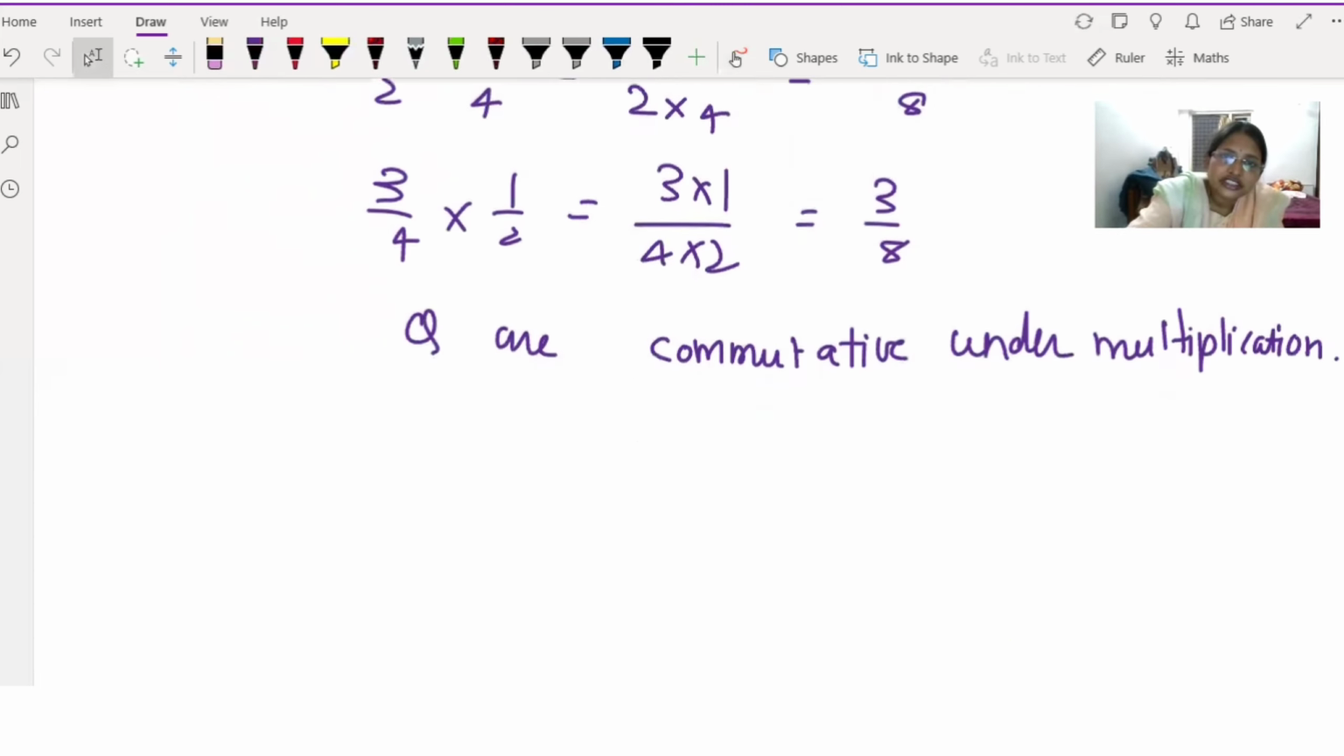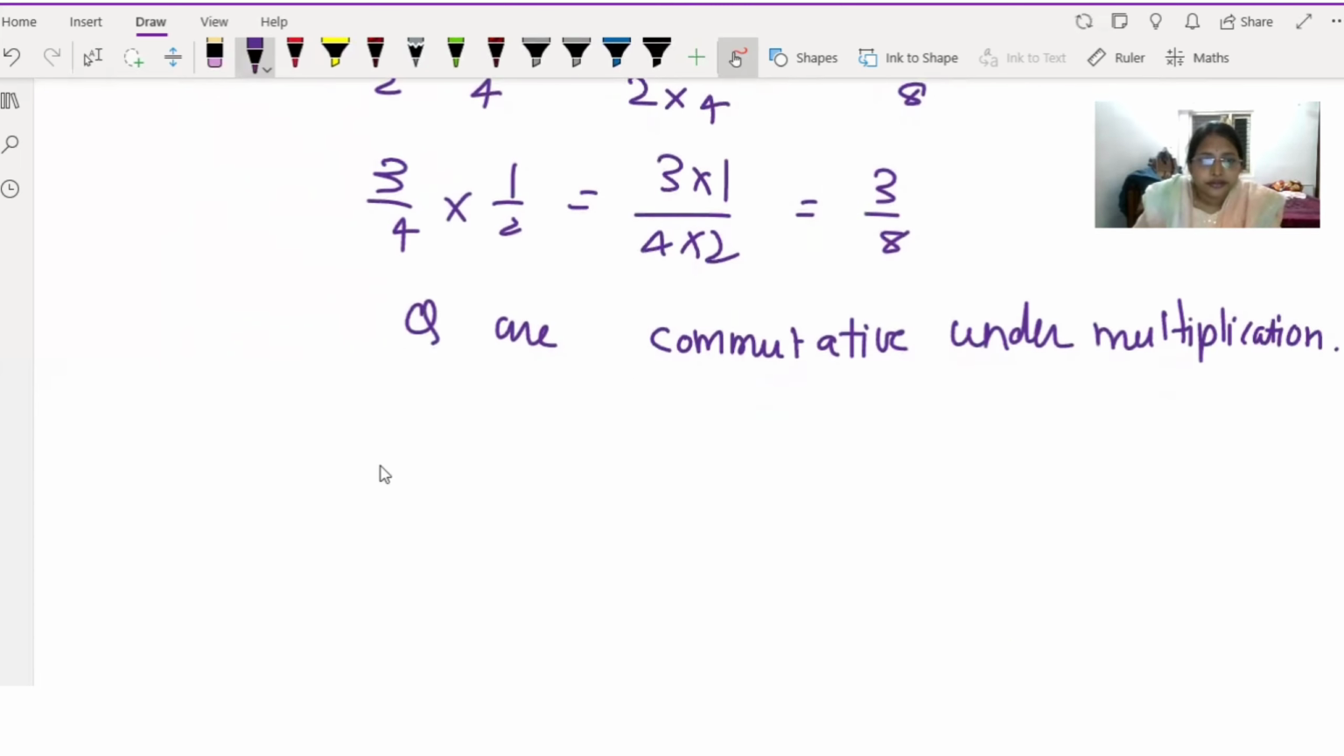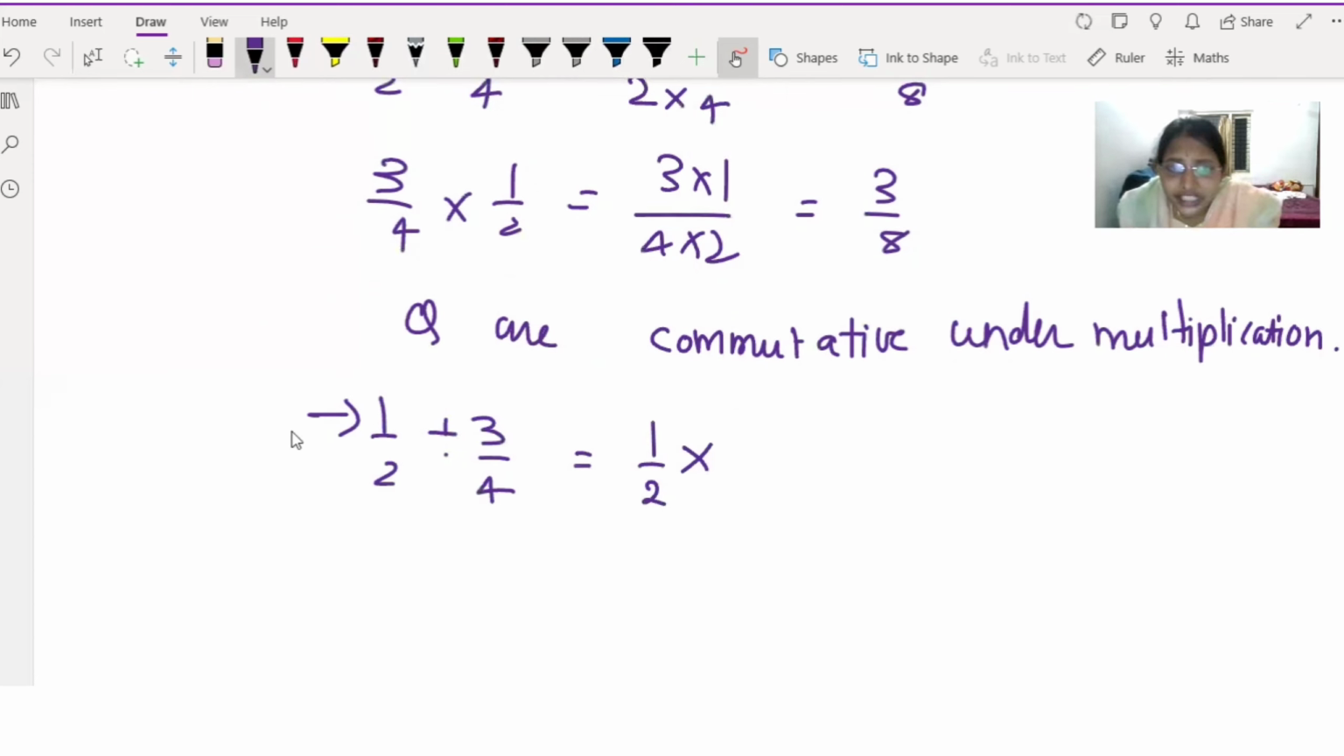Let us check with division. Write the first rational number as it is. Division becomes multiplication. Division of rational numbers is very important. It may be a whole number, it may be a rational number, whatever it may be. Write the first fraction or number as it is. Division becomes multiplication. The other one becomes its reciprocal.